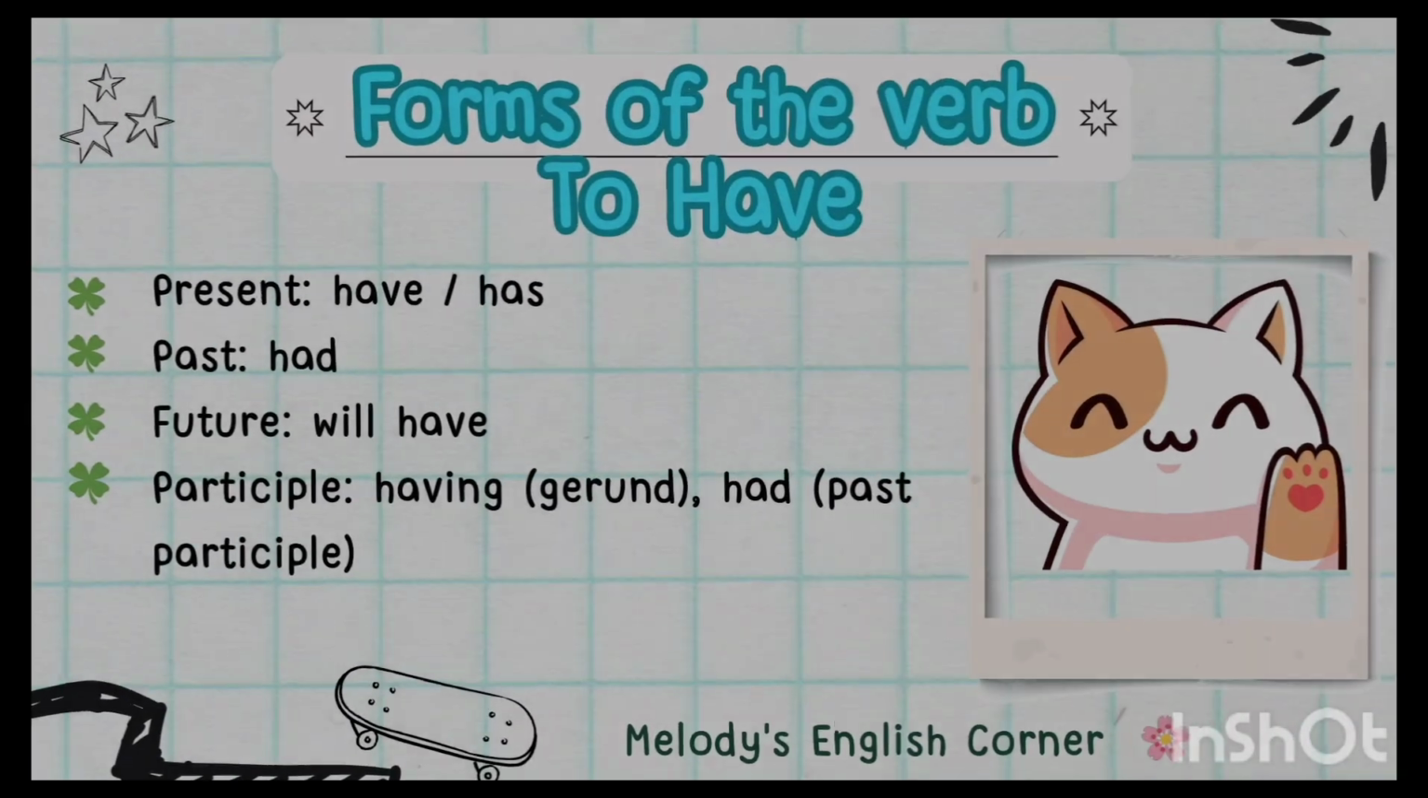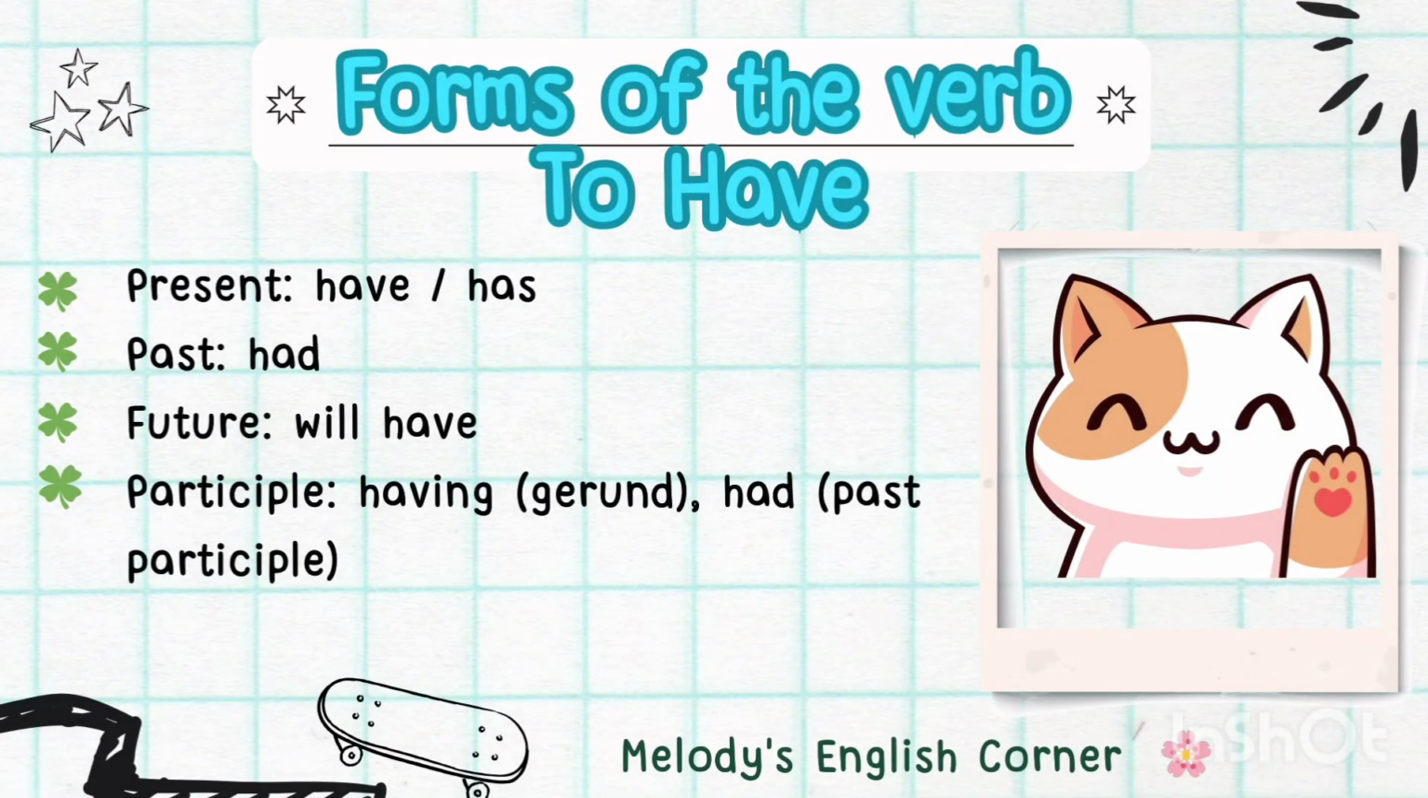Finally, let's review the forms of the verb to have. Present: have and has. Past: had. Future: will have. Participle: having, gerund. And had, past participle.